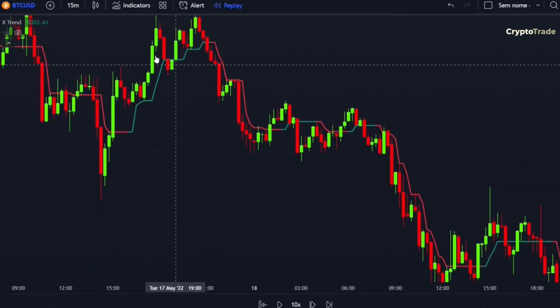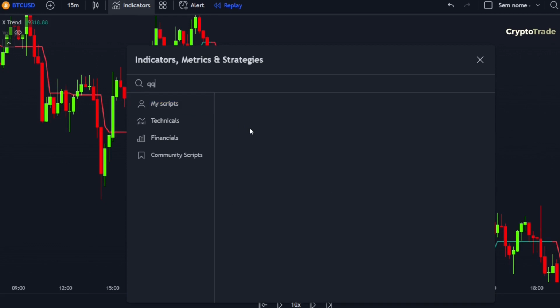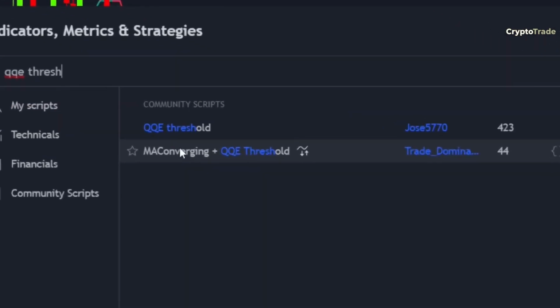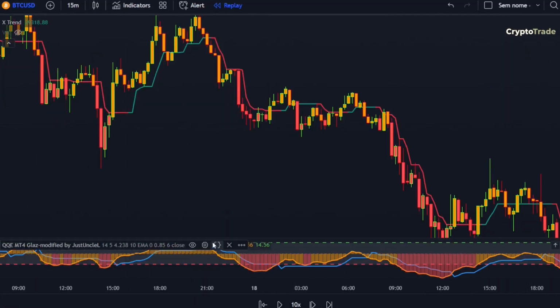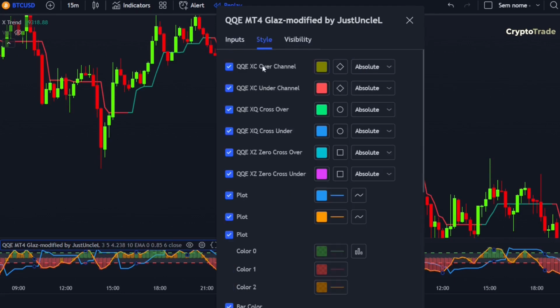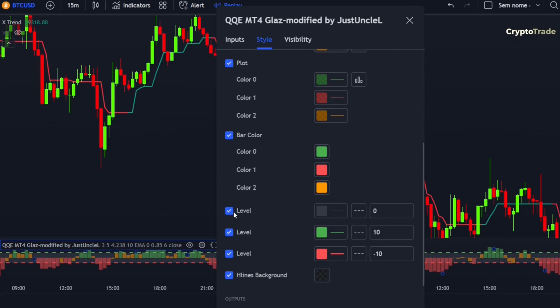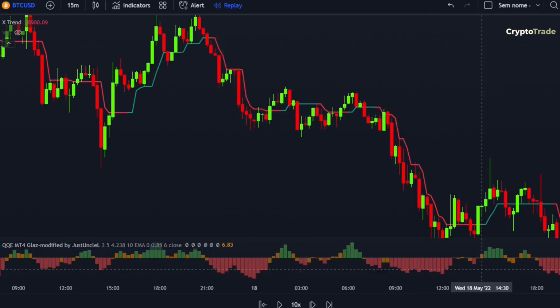To add the second indicator to the chart, open the indicator search bar in TradingView and type QQE threshold. Select the indicator, as shown in the video. Click on Settings and in the Inputs tab, change RSI length to 3. Unselect the Color Bars checkbox. In the Style tab, unselect the first two plot checkboxes. Unselect all level checkboxes and the H-line checkbox as well. Click OK to finish. Setup is complete.